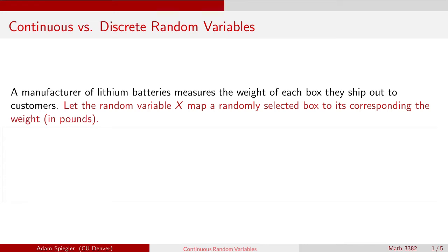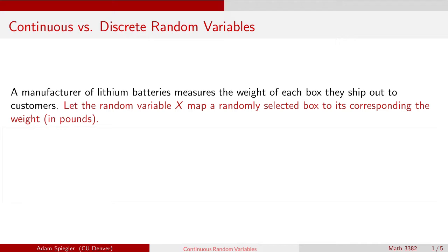Hi everyone, so in this video I want to introduce the notion of a continuous random variable and discuss the difference between how to identify whether a random variable is continuous or discrete, and then talk about how we can look at probability distributions when we are dealing with a continuous random variable. So let's consider the following example.